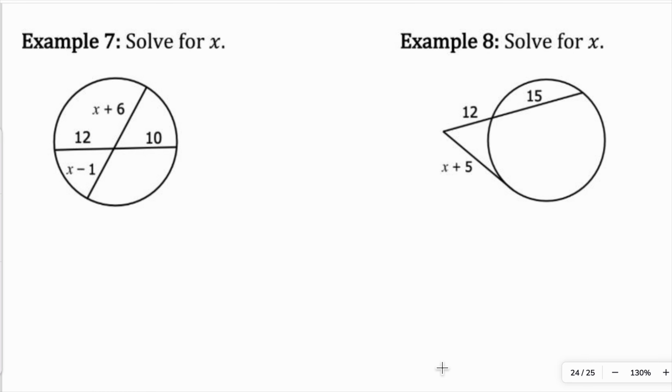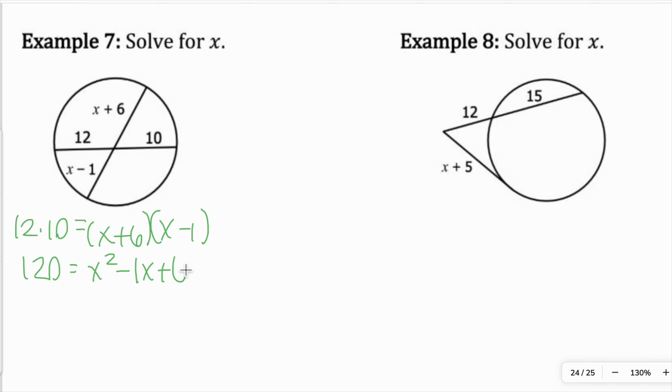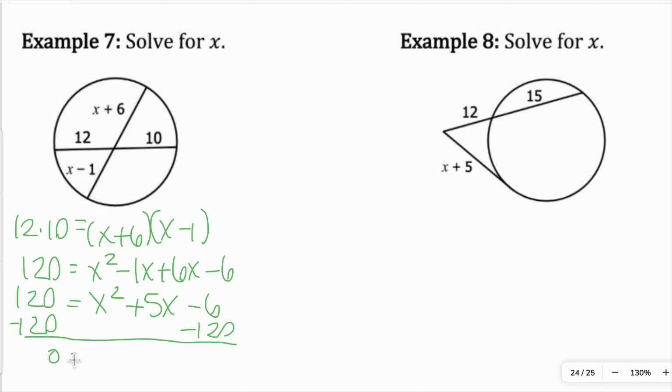Question 7. Here is where we're still seeing that intersection inside of the circle. So across from one another, we have 12 times 10 is equal to x plus 6 and x minus 1. So we're going to get a nice trinomial here, x squared minus 1x plus 6x minus 6, or x squared plus 5x minus 6, and that's equal to 120. I'm going to subtract 120 from both sides. So now we have 0 is equal to x squared plus 5x minus 126.